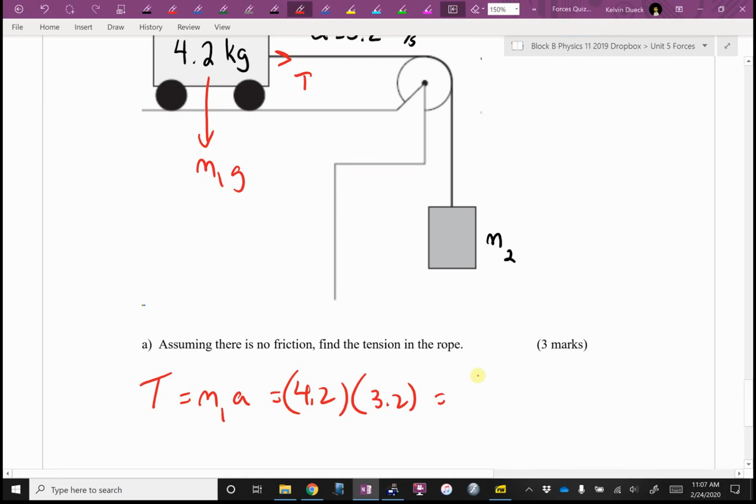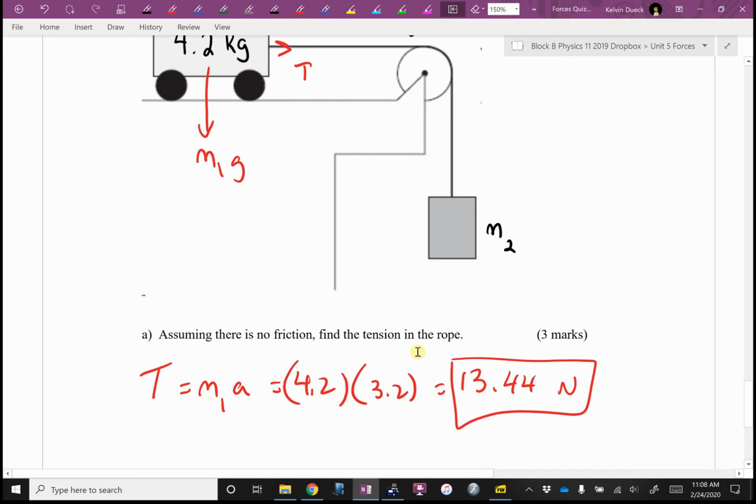Tension is 13.44. 3 marks for that. Cool. I would probably go 1 mark for that, 1 mark for the numbers, and 1 mark for the answer.